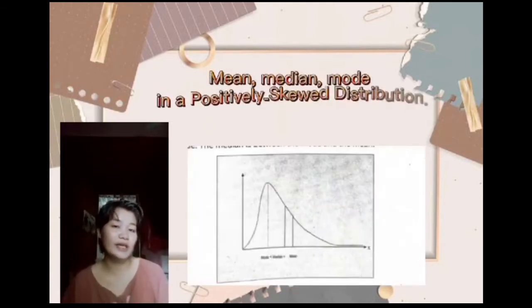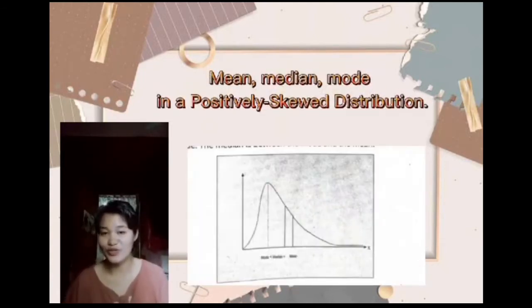The second figure is the mean, median, and mode in a positively skewed distribution. In this positively skewed distribution, the mode stays at the peak and its value will be the smallest. The mean will be pulled out from the peak of the distribution toward the direction of the few high scores. Thus, the mean gets the largest value. The median is between the mode and the mean.